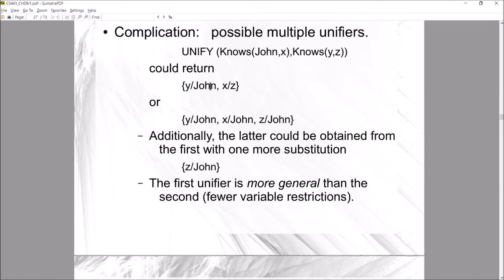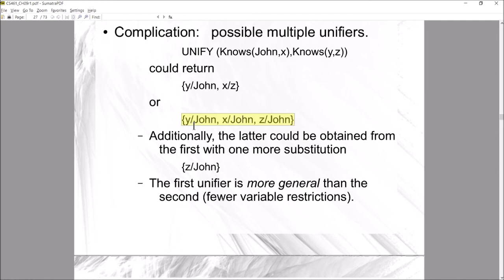Or you could have something like this. Here's a unifier where John is substituted for Y, John for X, John for Z. And so you're saying John knows himself, right? You can infer that John knows himself because substitute John for X and you're saying John knows John. And then for the second sentence, substitute John for Y and John for Z, and you're saying John knows John. So you're referring, John knows himself. Isn't that wonderful? So you've got two different unifiers that could satisfy this problem.